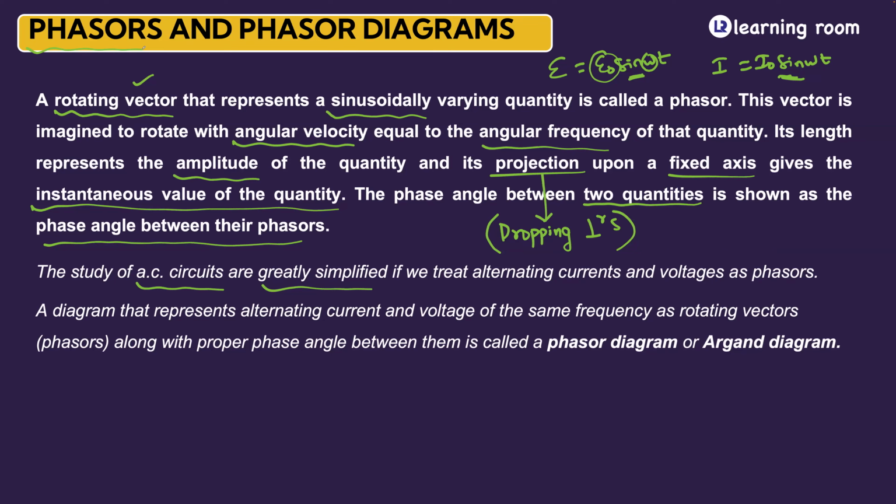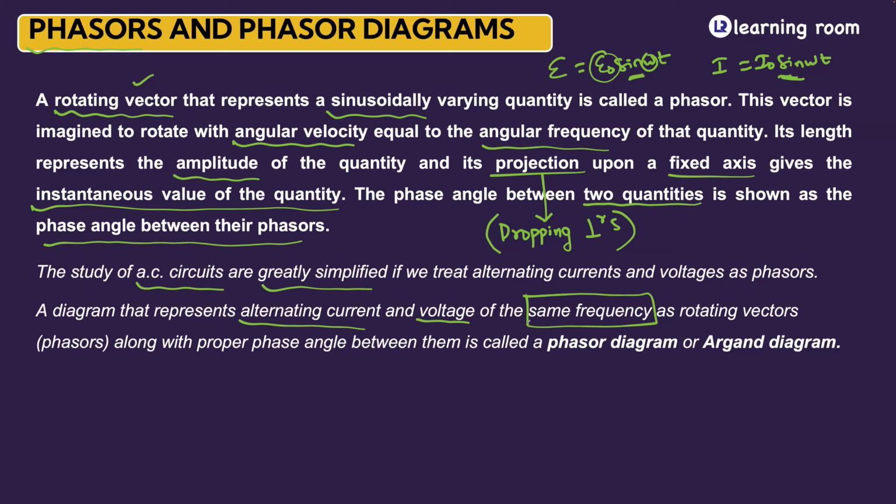The next question that we are supposed to answer is, what is a phasor diagram? The diagram that is going to have these phasors along with the angle between them is what is called a phasor diagram. So it is a diagram that represents the alternating current and voltage of a given frequency. This is the most important thing. I'll tell you why it is important. You will understand when I start deriving things. So for you to draw the phasor diagram, you will draw both alternating current and alternating voltage on the same diagram. But what is most important for you to draw them? They should be of the same frequency.